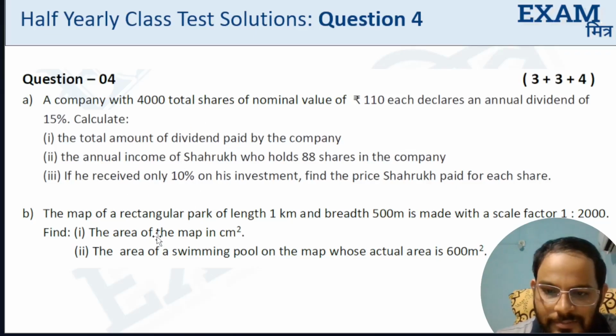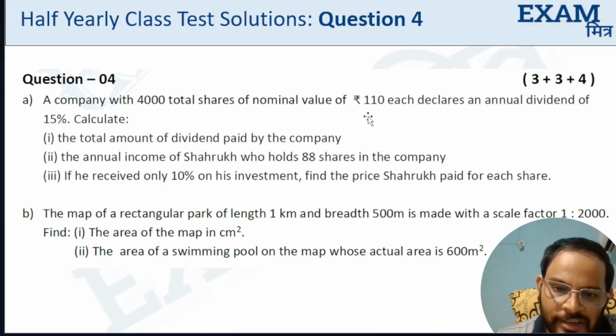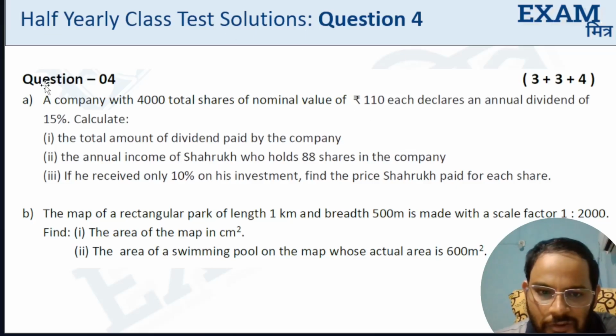C will be in the next part. And the questions are of 3 and 3 and 4 marks. Okay. That means the first question is 3, second is 3, and the third is 4. Okay. So let's see how to solve these questions.